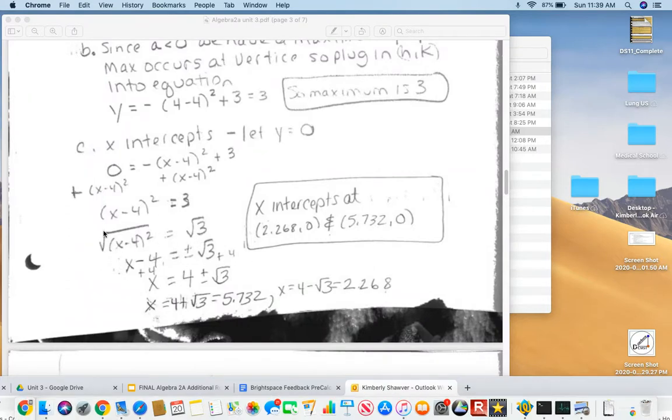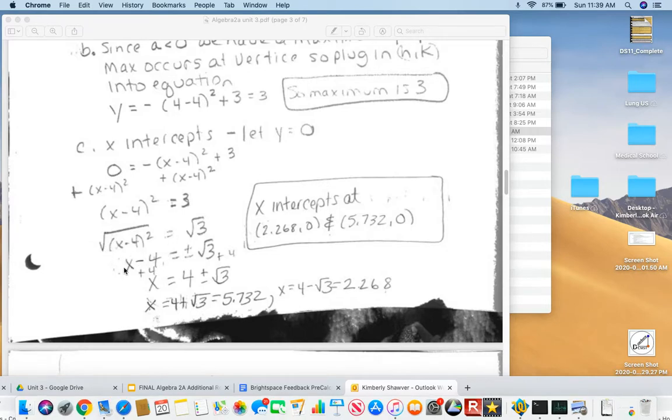Remember, when you take the square root of a perfect square, you get what's underneath the radical. So I get x minus 4 equals plus or minus the square root of 3. So this becomes x equals 4 plus or minus the square root of 3. These are two separate equations that we have to solve, and you need a calculator.